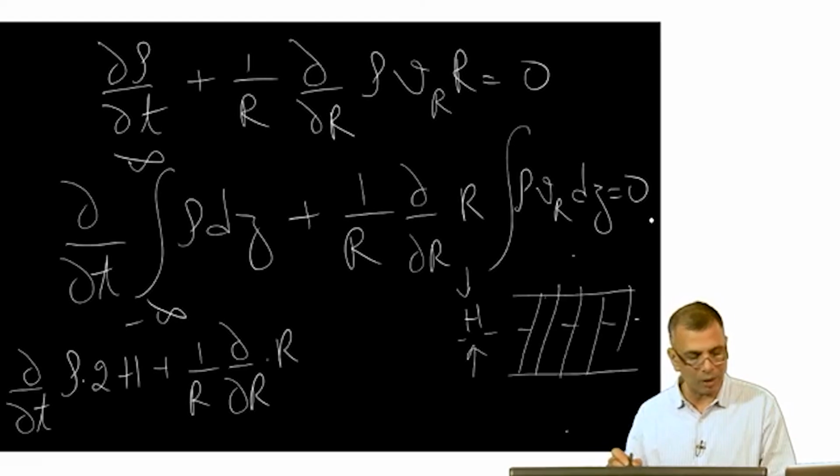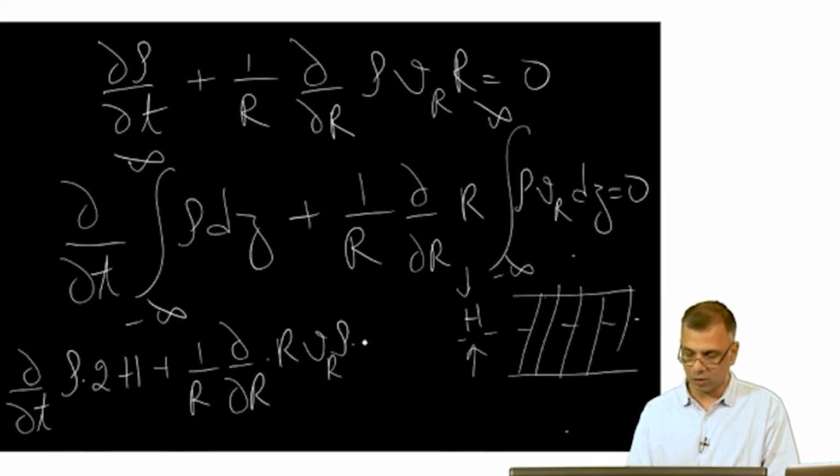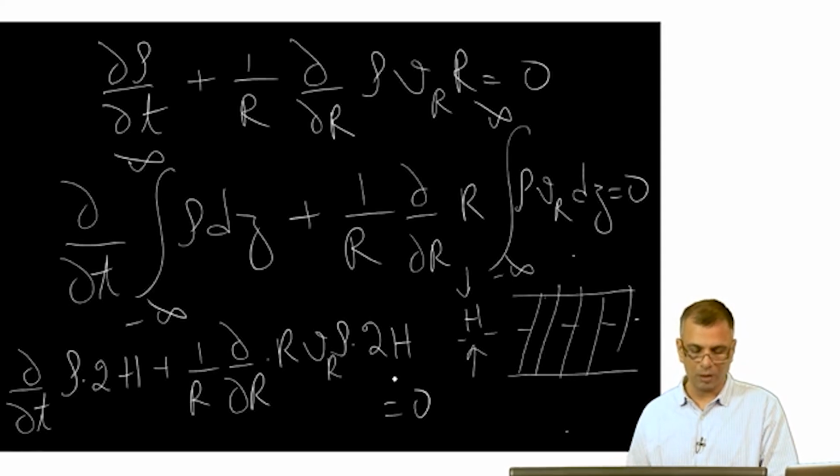Here formally they are allowed to be functions of z. Whereas if I assume that there is no disk structure, I can pull both of these out, and this becomes r times Vr times rho times, okay, I forgot to write a minus infinity to infinity here. So this also becomes 2h. This is equal to 0. Now we're almost there, right?